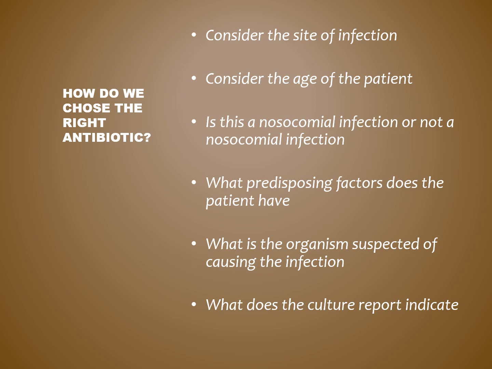We have to consider, is this a nosocomial infection or not? Is it hospital-acquired? And if it's hospital-acquired, we may need prolonged treatment if the bug is resistant. What predisposing factors does the patient have? In other words, what's their immune status? Do they have some sort of underlying disease? What is the organism suspected of causing the infection? An organism of suspect can be treated faster with the appropriate drug. And then finally, what does the culture report indicate? Every 24 hours we run a culture report on different susceptibilities, and our doctor may switch antibiotics based on this culture report.